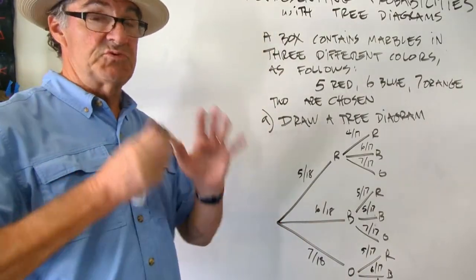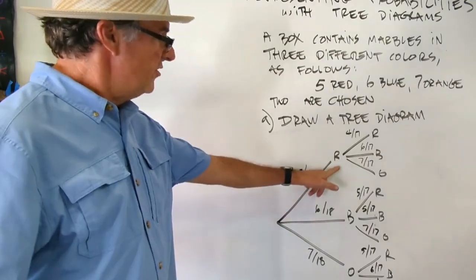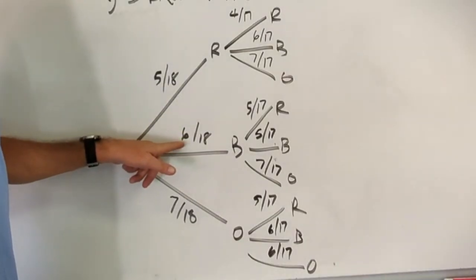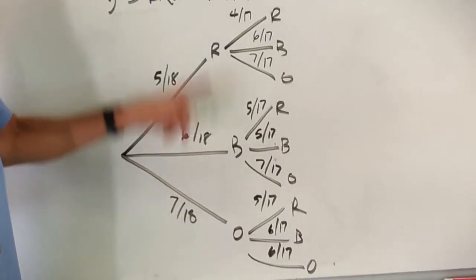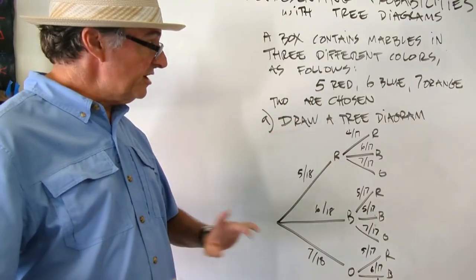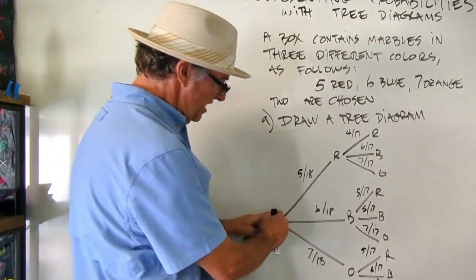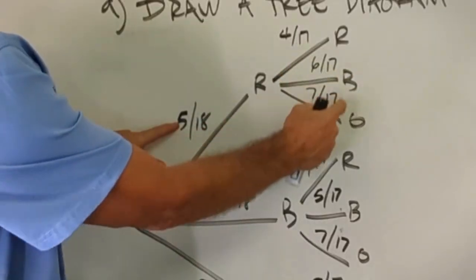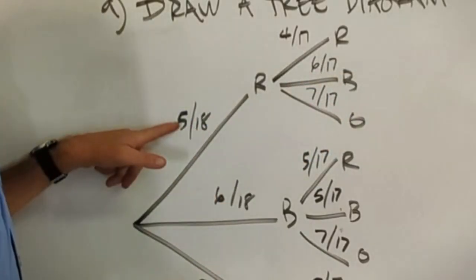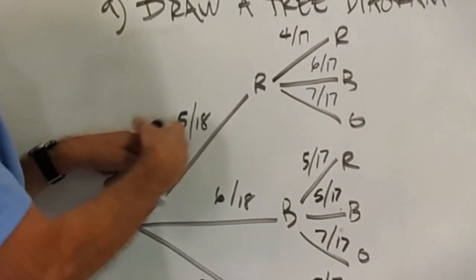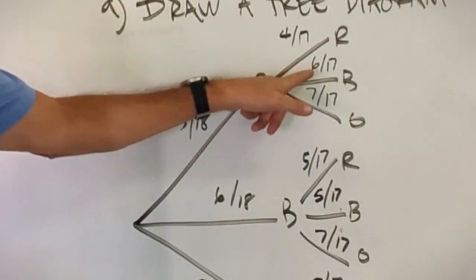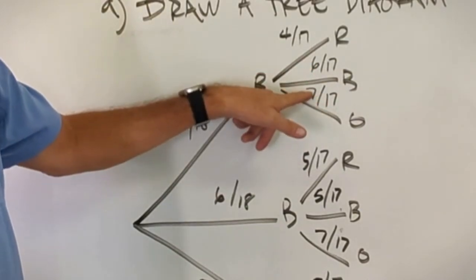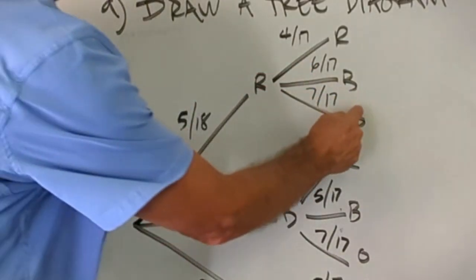The bag starts with 18 marbles. So the red branch, there's 5 out of 18 for red, that's that probability. The blue branch is 6 out of 18, and the orange branch is 7 out of 18. That's just straight out of the problem. Now it gets a little tricky when we start doing the second draw, because if we're on this path, we've pulled a red. So the number of marbles left is 17. So the bottoms of these fractions are all the same. And we have 1 less red. So this is 4 out of 17. These 2 are the same as they were before because we pulled a red. They still have 6 blues and 7 oranges all in there still. So those numbers don't change.